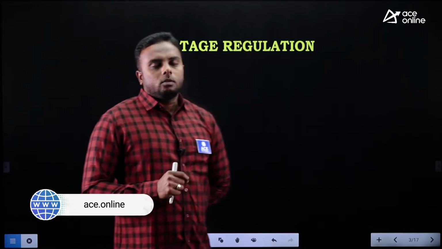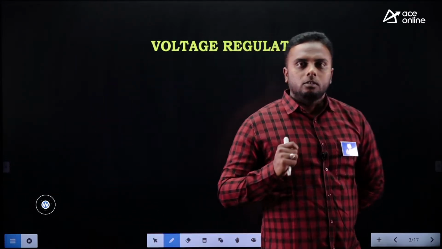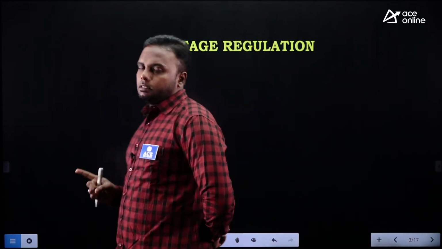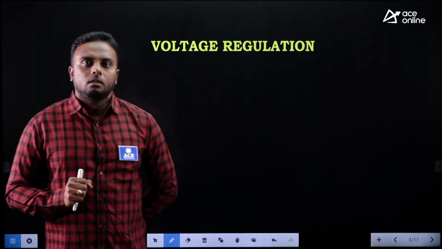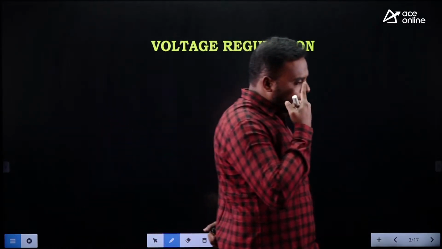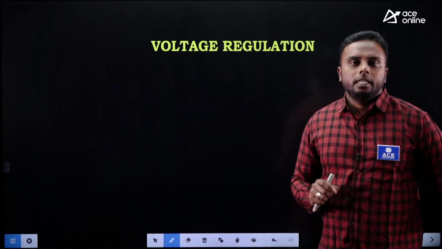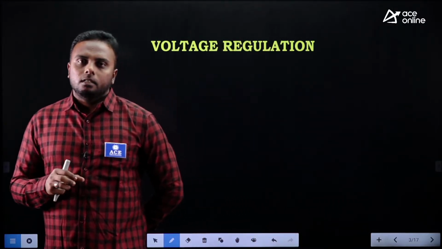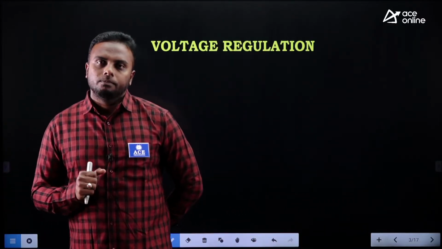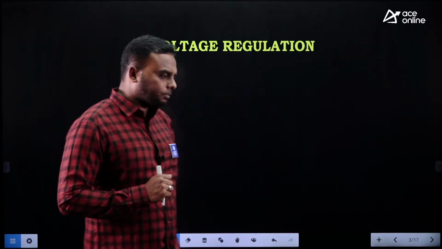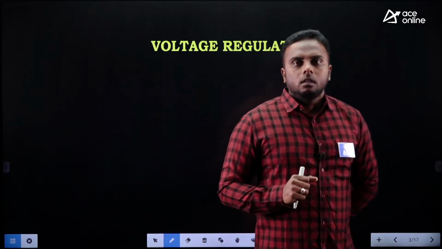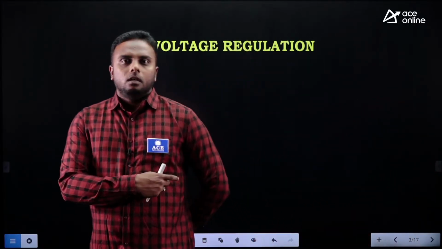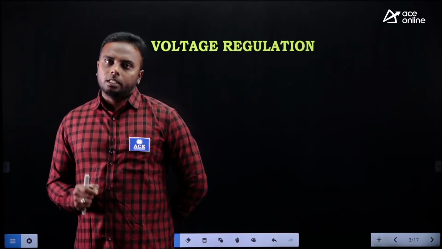Now what is the importance of this voltage regulation? Why do we need to calculate it? This is one of the performance parameters of generators and transformers. In terms of efficiency, we need a high efficiency transformer, and in terms of regulation, we need a low regulation transformer, a low voltage regulation. That is the best one. In efficiency, high efficiency is the best, but in regulation, a low regulation device is the best one.